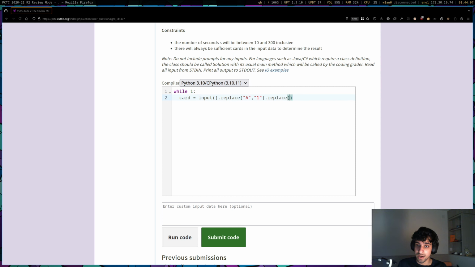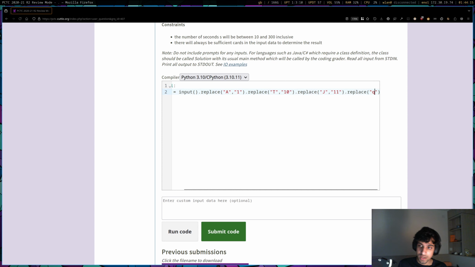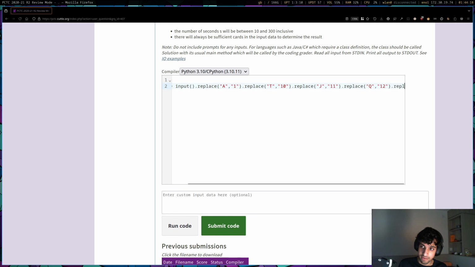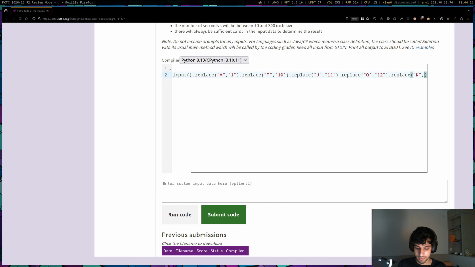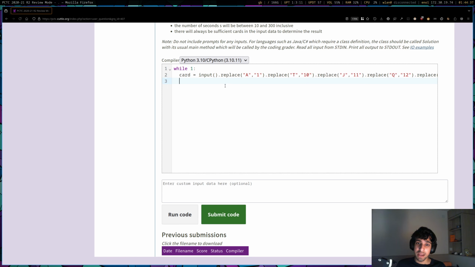I'm going to replace A with 1, T with 10, J with 11, Queen with 12, and finally King with 13. Just note that when I replace these letters, I'm going to have to replace them with a string of the number, because you can't replace a string with a number in Python. You can only replace a string with a string. Essentially, we've now taken in our input and changed it so that we know it's going to be a number, and that lets us turn it into an integer nice and easily, without any errors.